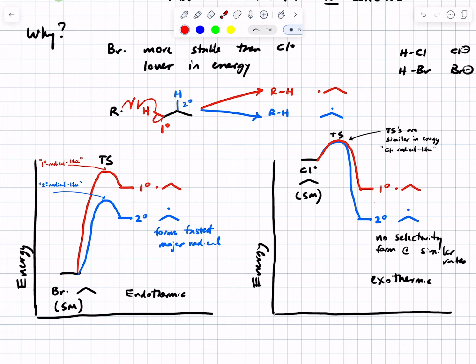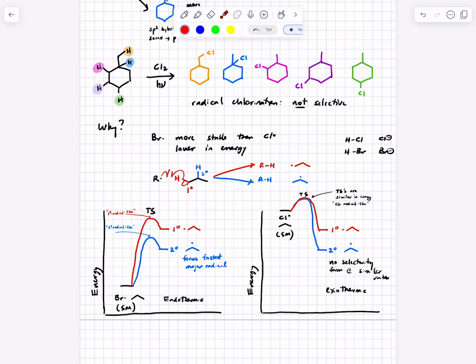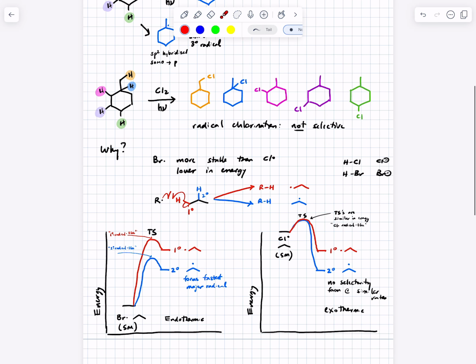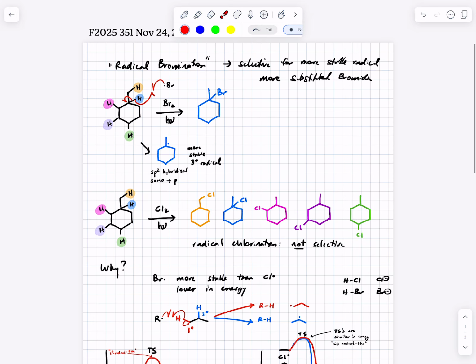Yeah. For chlorine, would we still mark major products even though it's less selective, or would you just say no selectivity? I actually don't know what the numbers end up being. I don't know how non-selective it is. For us, we just won't mark major products. And for the bromination, we'll only draw one.